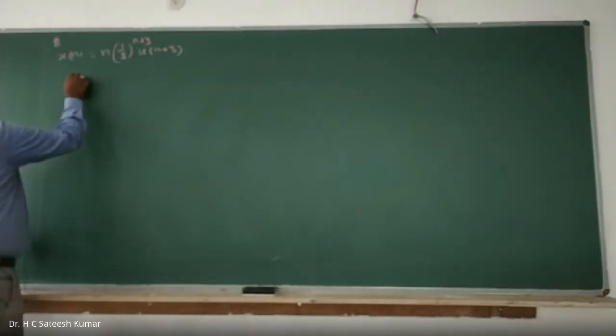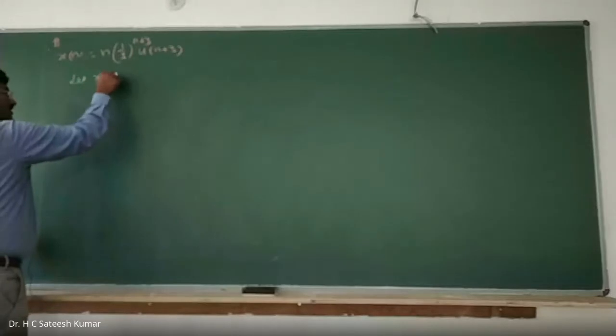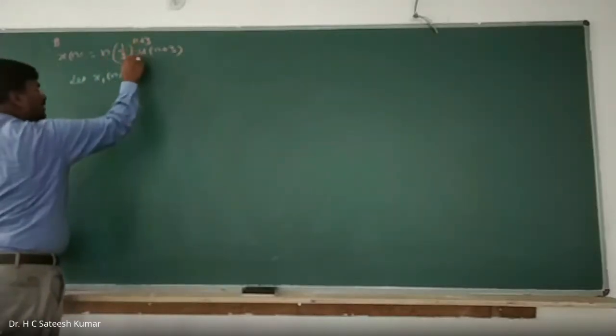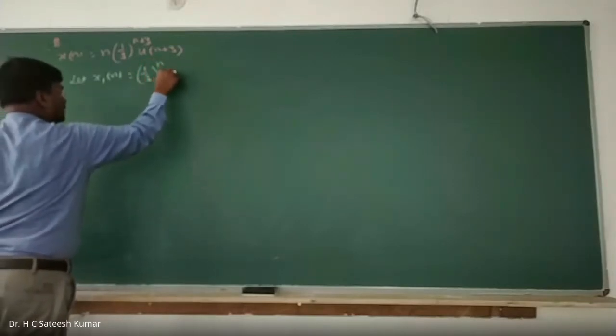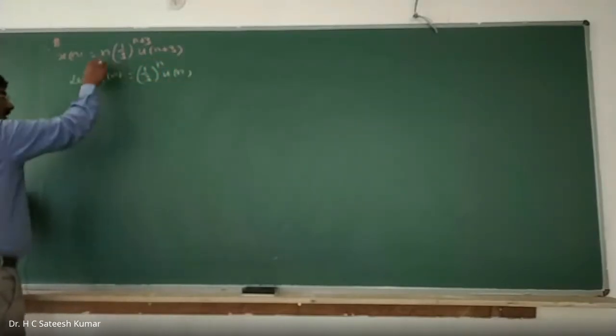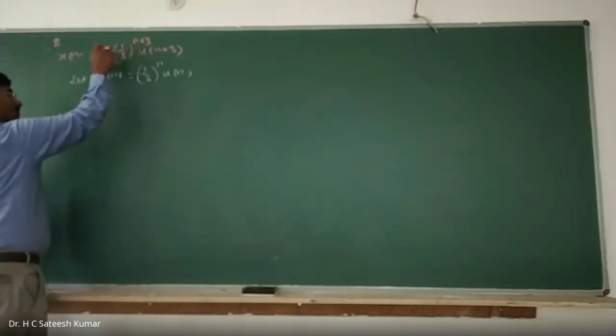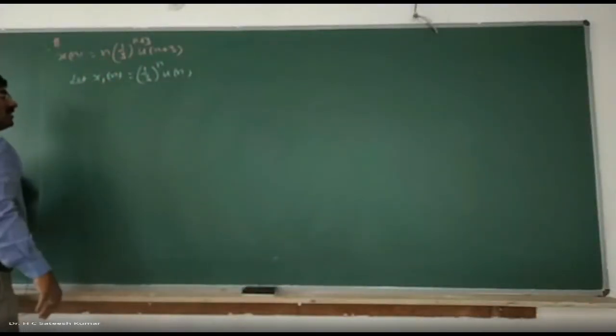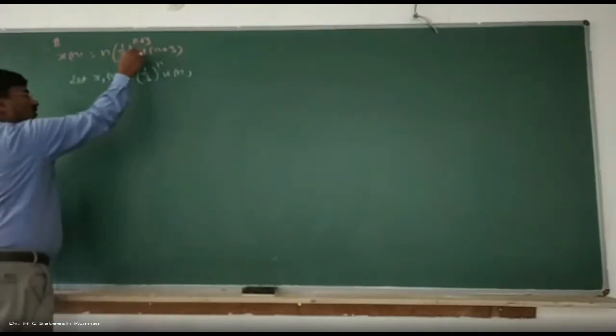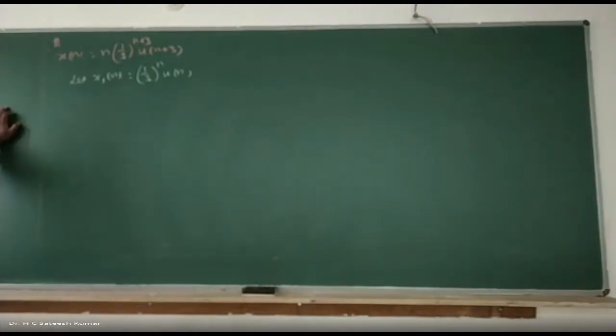Let x1 of n is equal to, this is of the form a power n into u of n. Therefore, x1 of n is equal to 1 by 3 power n into u of n. Next, don't take this n. First, you make it n plus 3. Then you multiply with n. Otherwise, if in the beginning itself you take n into 1 by 3 whole to the power of n into u of n and replace n by n plus 3, you will get n plus 3 into 1 by 3 whole to the power of n plus 3 into u of n plus 3. So don't do it like that.